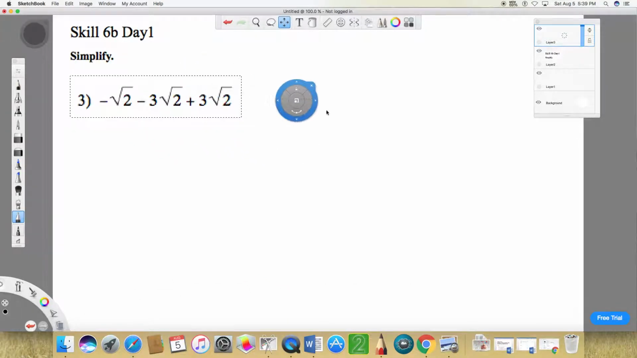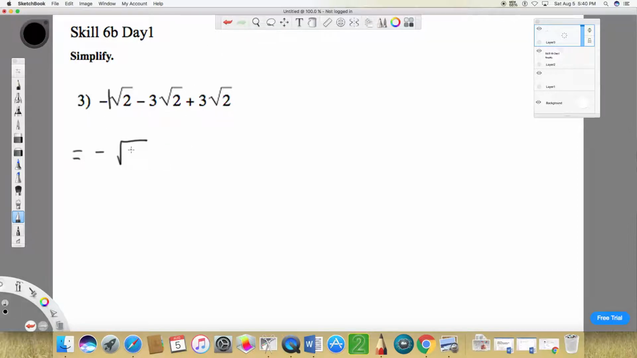So what do we have here? We have three terms this time, and we'll put a 1 in front of here. And notice that not only do we have three terms, but they're all radical 2, so they're all like terms. So all we have to do is do the operation with the coefficients. -1 minus 3 is a -4, and -4 plus 3 is a -1. And you can put a -1 or you can just put a negative symbol either way, and that's our final answer for number 3.